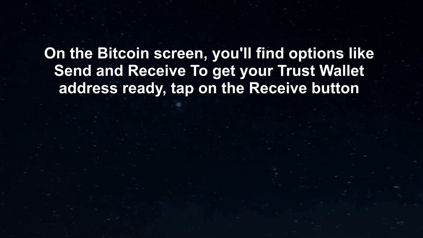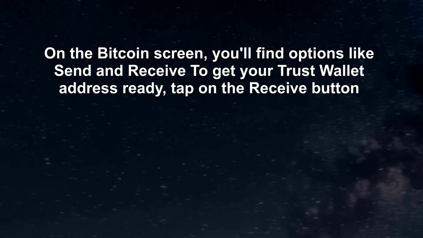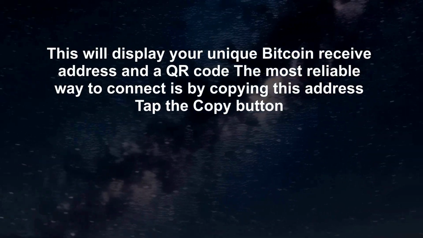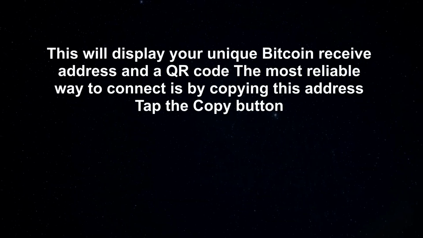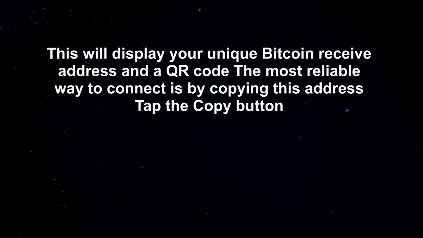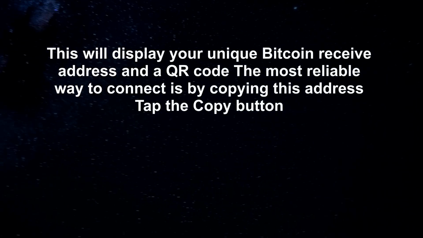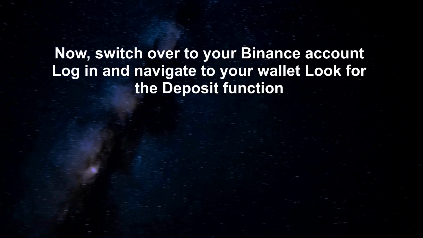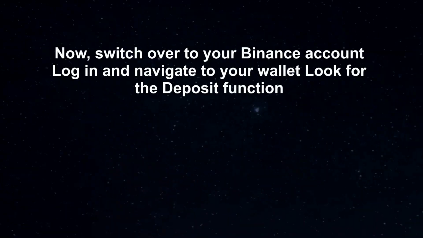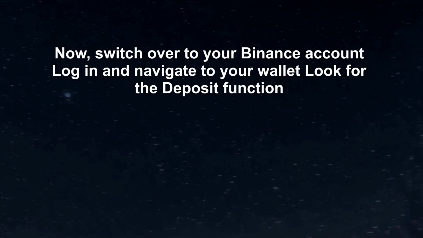To get your Trust Wallet address ready, tap on the receive button. This will display your unique Bitcoin receive address and a QR code. The most reliable way to connect is by copying this address. Tap the copy button. Now switch over to your Binance account, log in, and navigate to your wallet. Look for the deposit function.